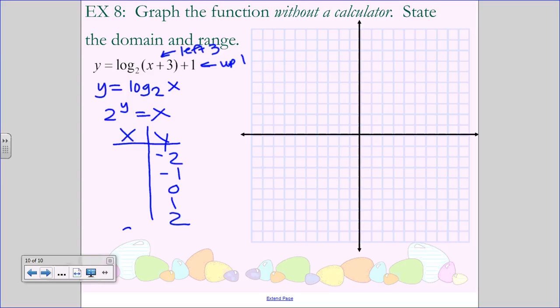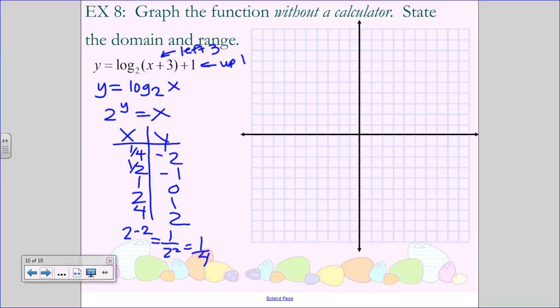Plug in 2 to the -2, and that's 1 over 2 squared, which is 1/4. Plug in -1, that just flips the fraction, so we get 1/2. Plug in 0, 2 to the 0 is 1. Plug in 1, 2 to the first is 2. Plug in 2, 2 to the second is 4. So those are all of our points in our parent function.